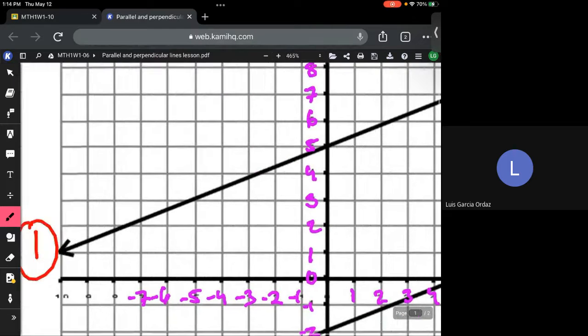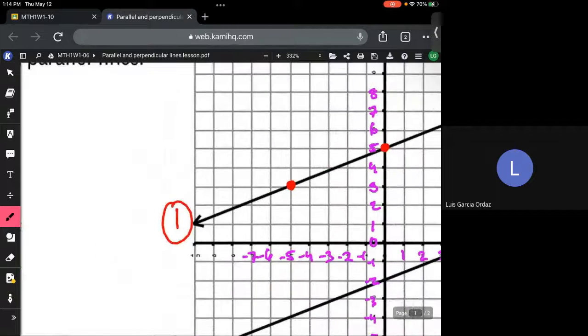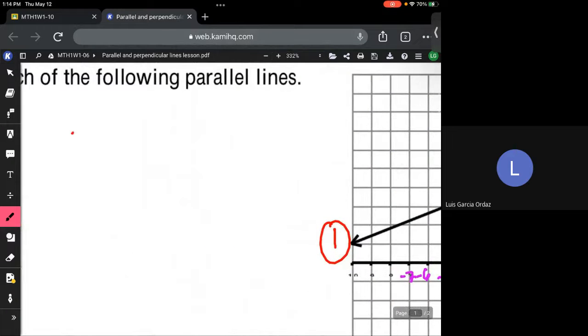What point should we use? -5 and 3. And what's the other one? 0 and 5. So again, I'm going to figure out the slope for line 1, which is rise over run, or change in y divided by change in x.